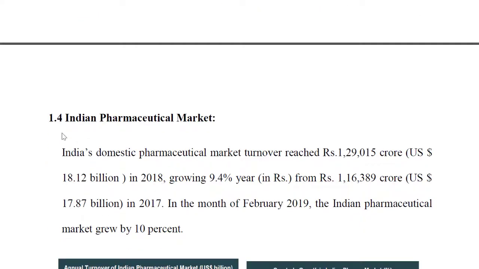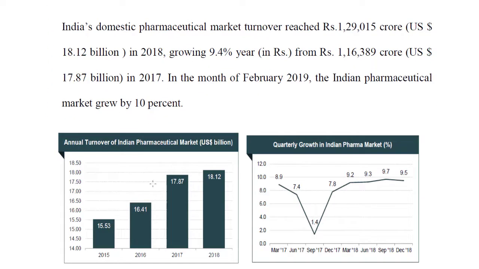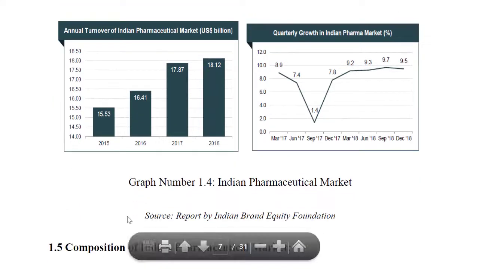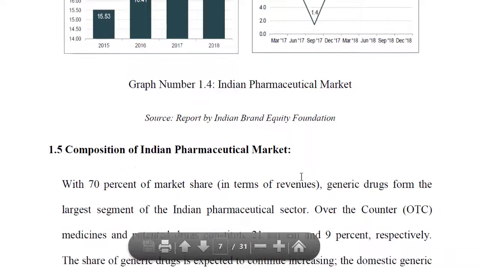And point number 1.4 is Indian pharmaceutical market and how it has been evolved over a period of time. So this graph talks about the annual turnover of Indian pharmaceutical market in US billions or USD, and quarterly growth in Indian pharma market, which is shown in the percentage. Again, the source is given. Source is report by Indian Brand Equity Foundation.